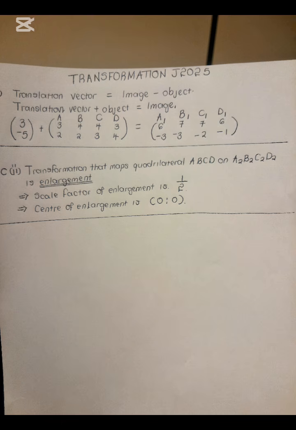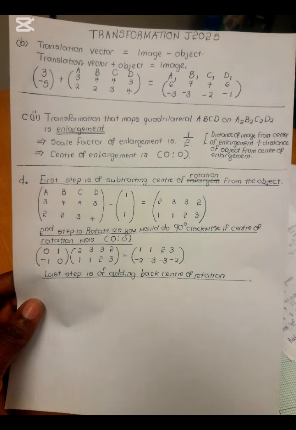We need to proceed to part D, where we are supposed to draw the image of quadrilateral ABCD under a 90 degrees clockwise rotation about the center (1, 1), and label it A3, B3, C3, D3. So this question is having 3 marks. So for you to get the 3 marks, there are certain procedures that are followed when the center of rotation is not the origin, because there are certain matrices that are used. Those matrices can only be applied if the center of rotation is (0, 0).